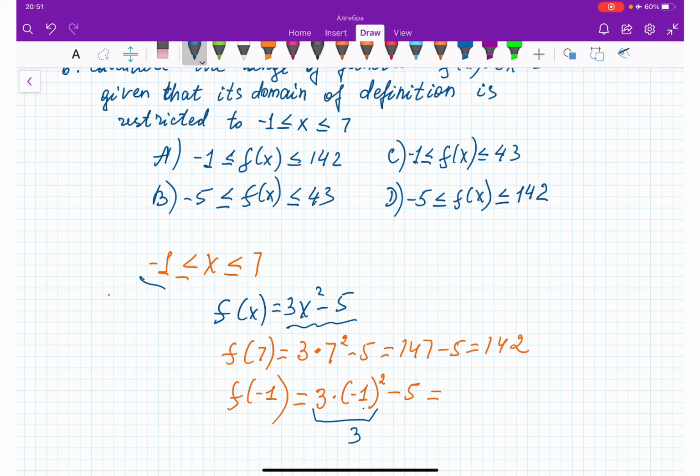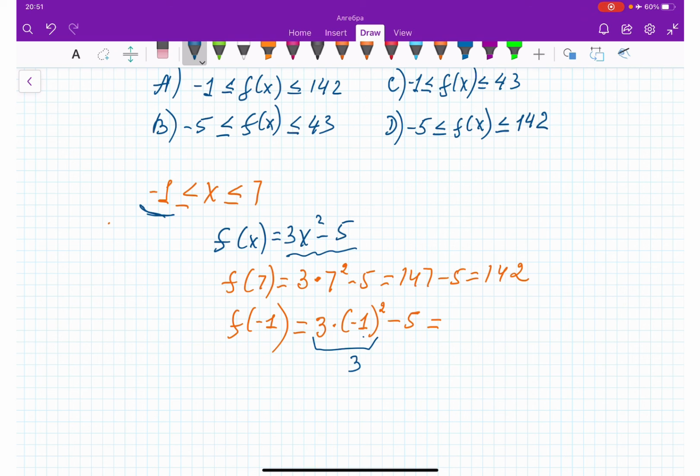So if it's going to be positive, then I want to take the smallest positive value, because we want the lowest limit. And what will give me the smallest number? It's going to be 0. So if I take f of 0, it's going to be 3 times 0 squared minus 5, which is negative 5. I want you to understand well, because I have 3x squared here. No matter what negative number I take, it's going to turn into positive, which will not provide me the minimum.